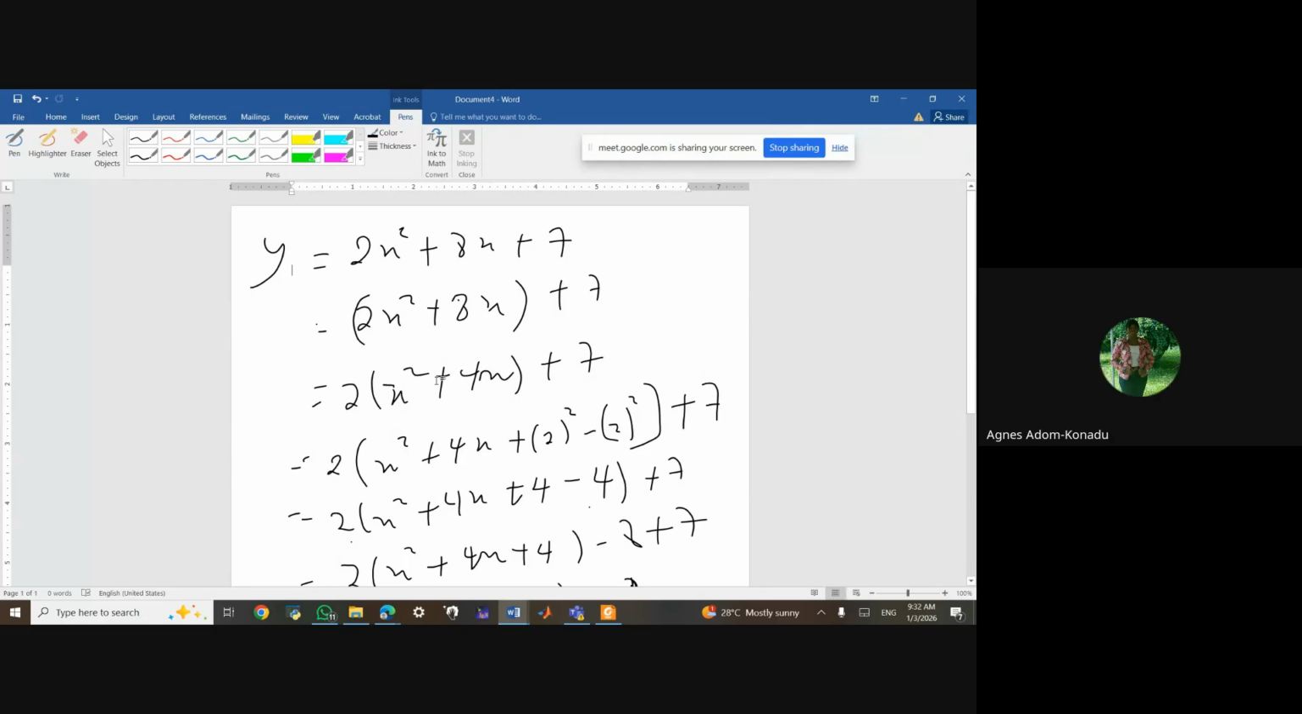Yes, Madam Gifty. Madam Gifty, please, I wrote mine as 2x squared plus 8x in a bracket plus 7. So it means that whatever I'm going to do, I will not touch my 7. So I brought my 2 out, then I have x squared plus 4x in a bracket plus 7. So I will not divide through by the 7 because I didn't add the 7 to the brackets.